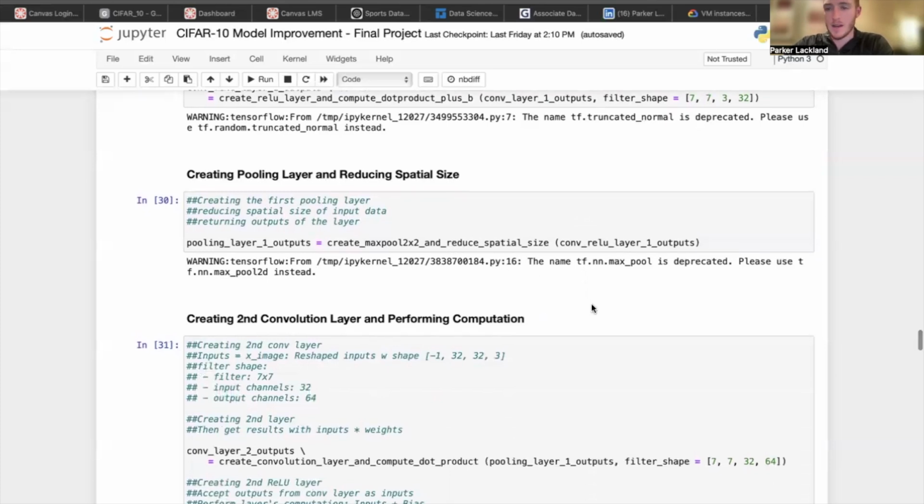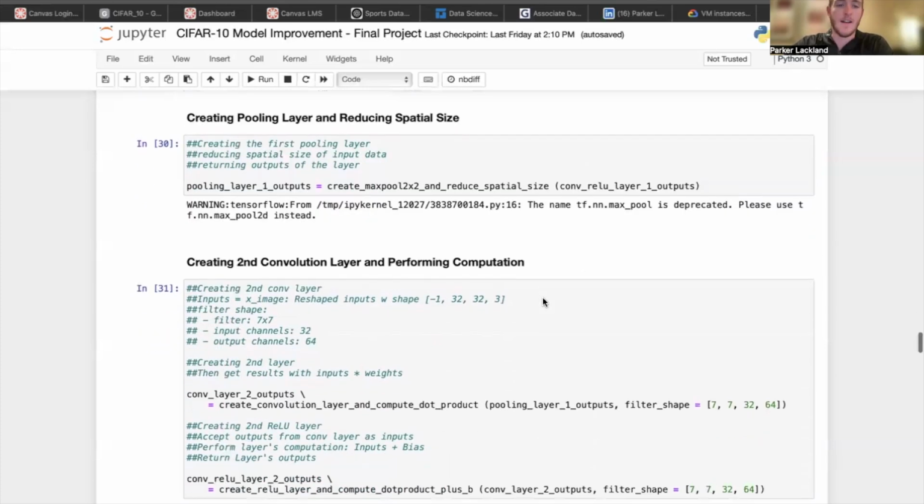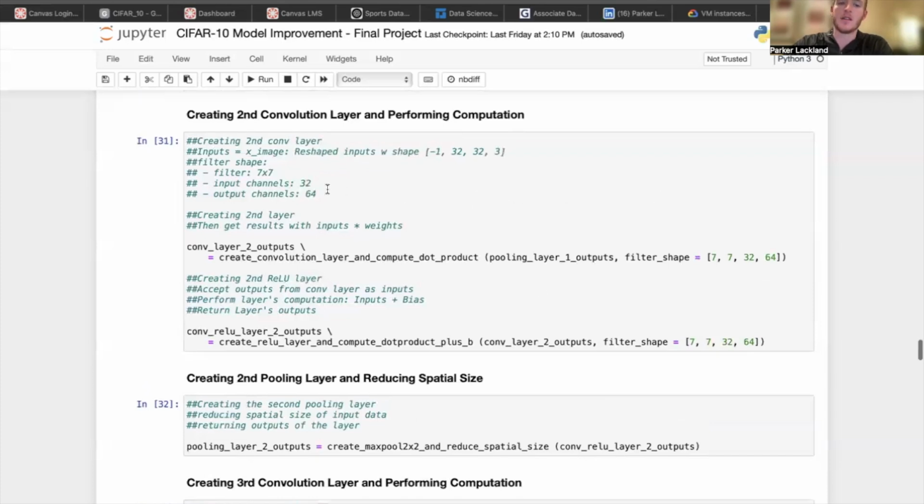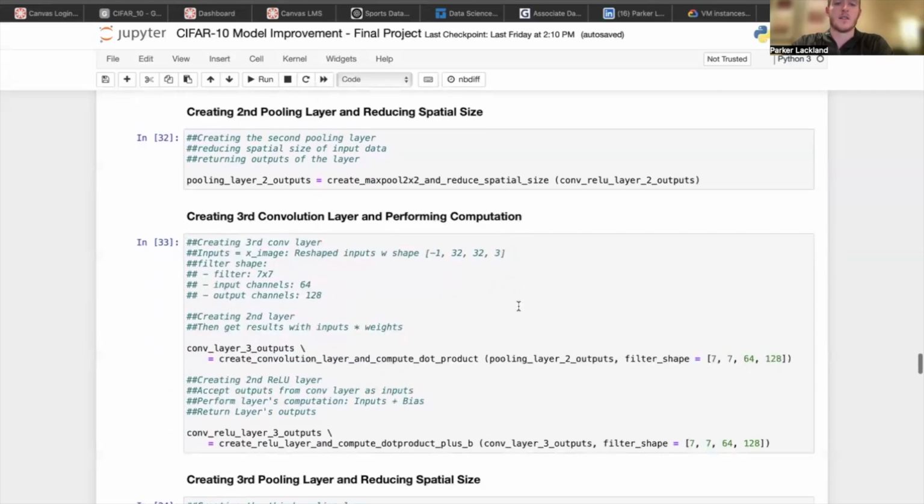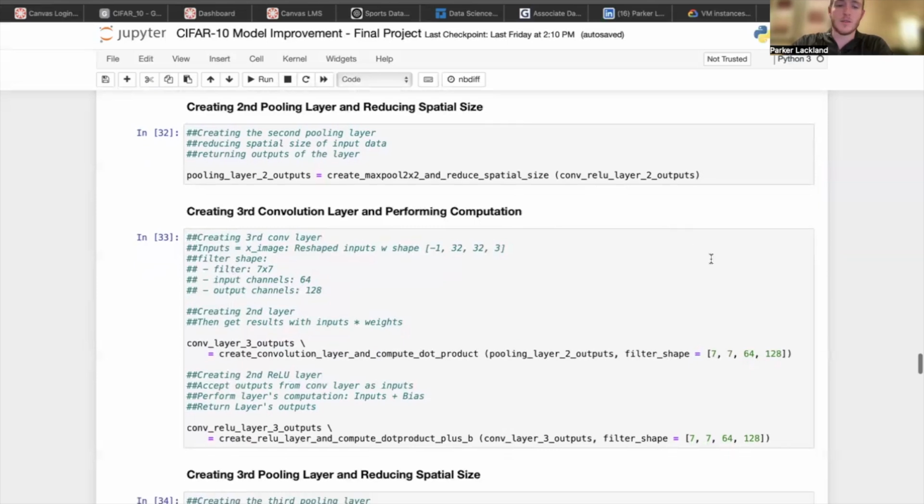We used the same amount of max pooling, 2x2. It's the same exact thing. A second convolutional layer was created. The number of input channels here is the same as the second convolutional layer of the previous model, which is 32. And the number of output channels is the same, which is 64. The filter size is still 7x7. 7x7, 32 input channels, 64 output channels. The second pooling layer was created to reduce that spatial size again.